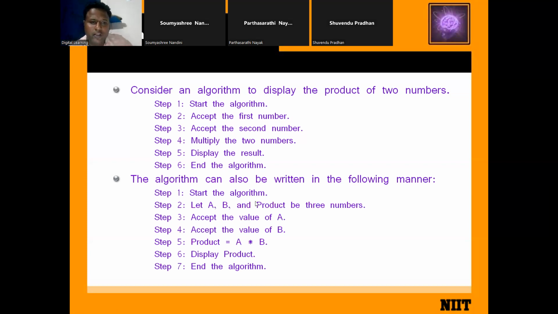Let us start. Start the algorithm. Let A, B and product be the three numbers. Accept the value of A. Accept the value of B. Product is equal to A into B. Display the product. Then end of algorithm. So this is the step I'm following.